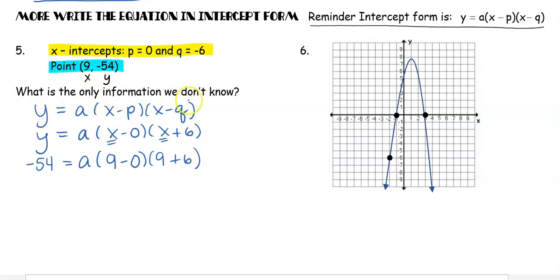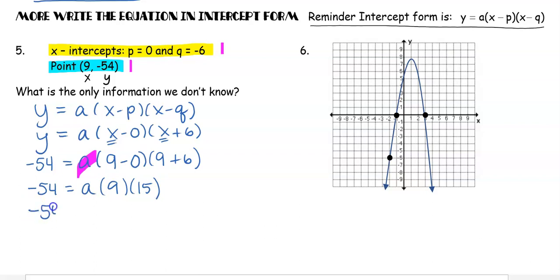So now the only information that we don't know is the a value. So from the givens, I have everything I need. I just need to find out what is the a value. Remember, the a value tells us whether it's been reflected, if it has a vertical stretch or vertical shrink. So we're going to go ahead and solve this. -54 is equal to a times (9 minus 0), well, that's 9, times (9 plus 6), that's 15. 9 times 15 is going to give us 135.